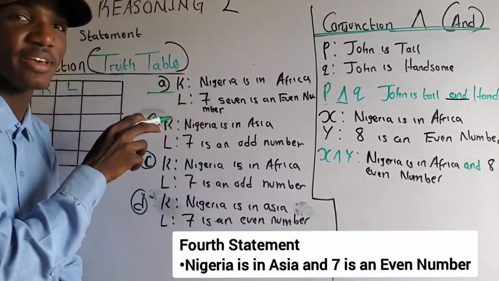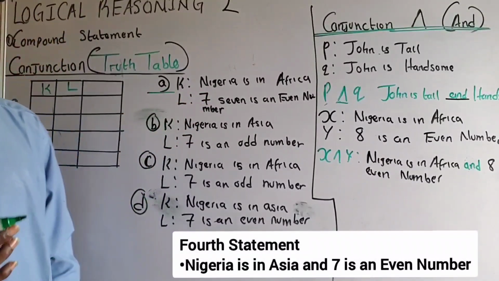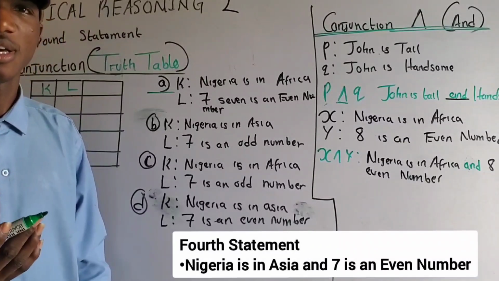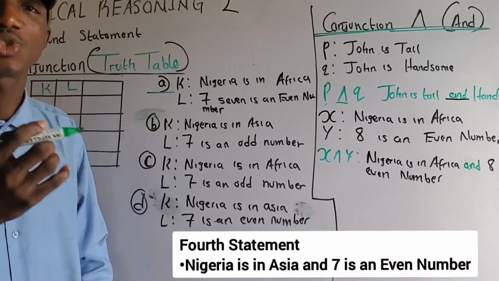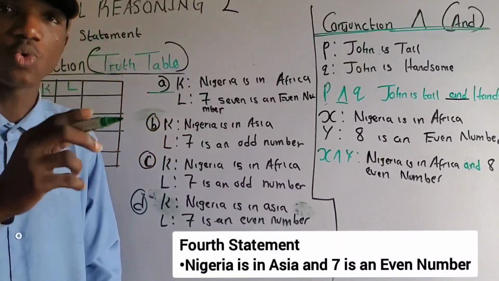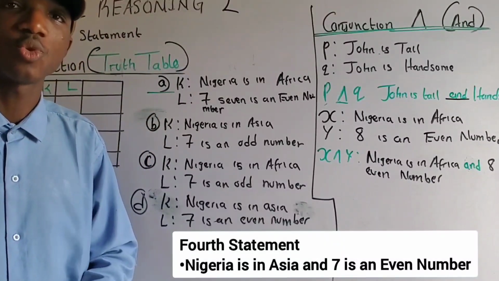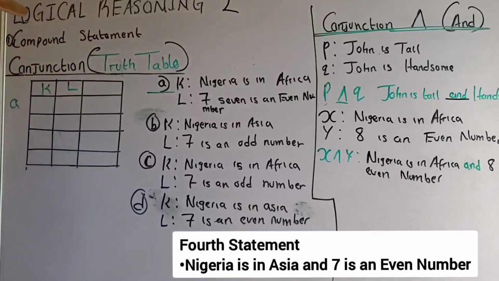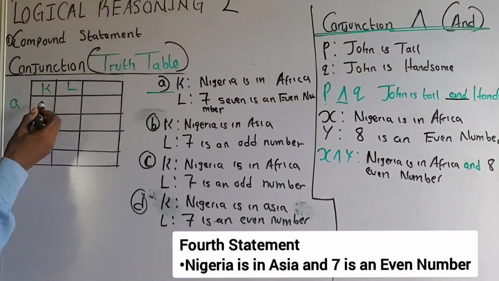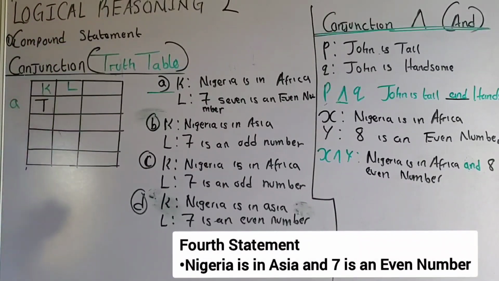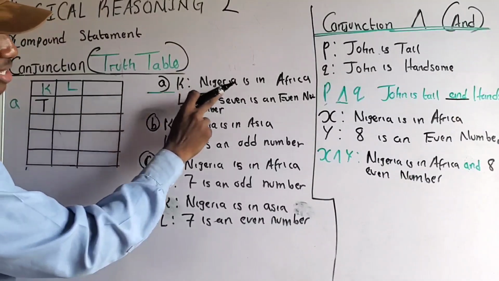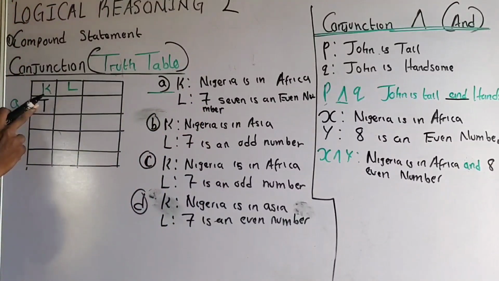Now, look at the first statement here. Nigeria is in Africa. Is Nigeria in Africa or is it not in Africa? Yes, Nigeria is in Africa. So the truth value of this statement is what? It is true. And I told you that when a statement is true, we represent it as what? As T, capital letter T. Do you understand? So for this, I'm going to have capital letter T. That is, K is true for the first statement. Now, I'm dealing with the first compound statement, which is this. Nigeria is in Africa. That means that K is true.